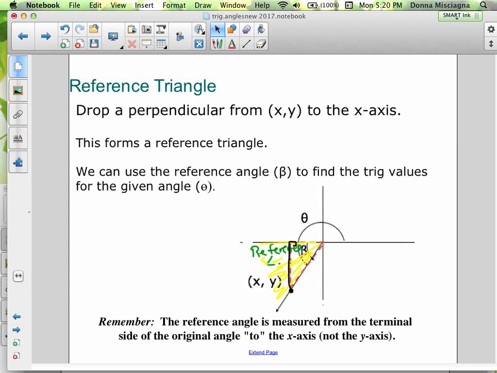All right, so here's our steps. We're going to drop a perpendicular, right, to the x-axis. This forms a reference triangle. We can use the reference angle to find the trig values for the given angle. So remember, the reference angle is measured from the terminal side of the original angle to the x-axis, never the y-axis. So we're never going to the y-axis, just the x-axis, because our angle is nestled right there next to, let's just call that beta because we already have a theta, next to the origin.